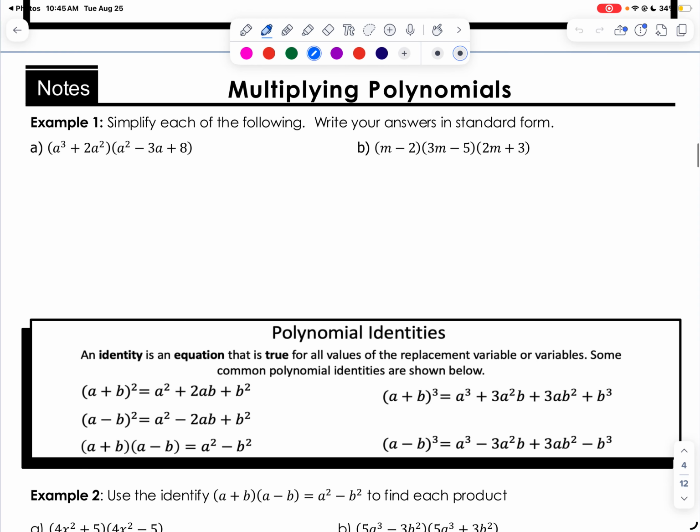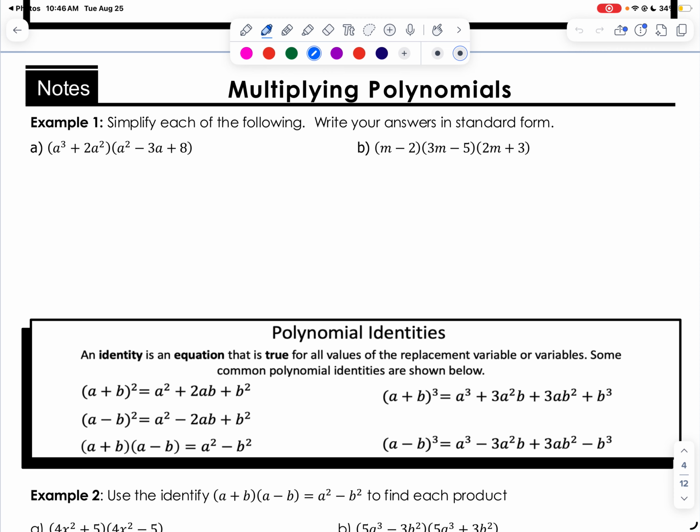In today's lesson, we will be exploring the multiplying of polynomials. In example 1, let's review some polynomial multiplication that you learned in previous courses. So in problem A, we have a cubed plus 2a squared times the quantity a squared minus 3a plus 8.